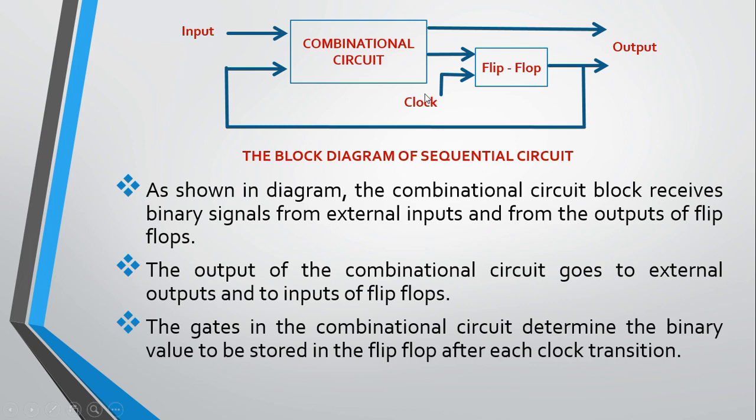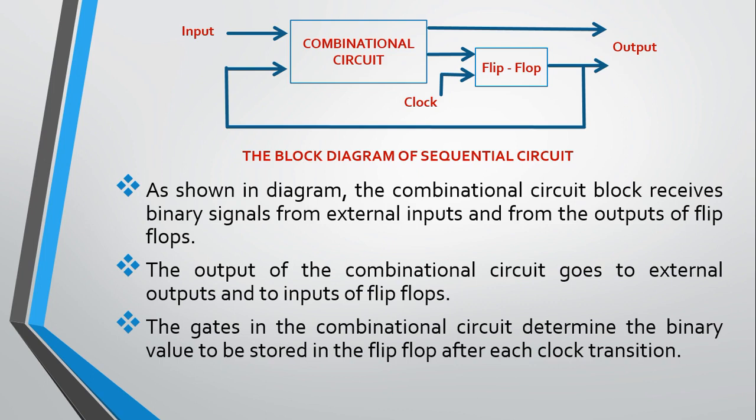So whenever the clock moves, at that time it will produce output, and it also goes into the combinational circuit as an input. So let us refer to these 3 points once again: in the combinational circuit there are two types of input. One comes from the external sources, another comes from the output of the flip-flop.